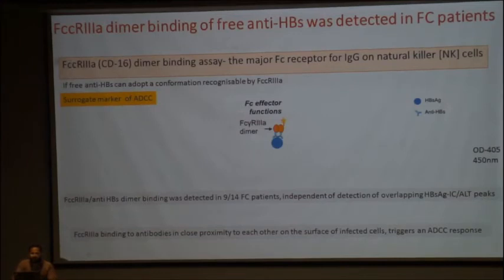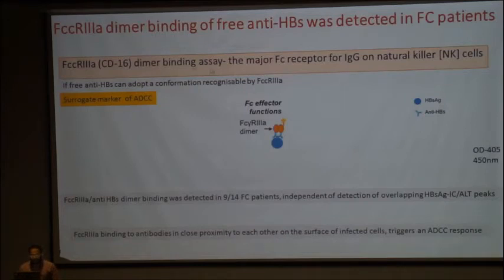Coming to the next concept, this is FCGR3A. It is the CD16 receptor present on the natural killer cells. So binding of the anti-HBs over this NK cell receptor and dimerization of this receptor on the NK cells brings out conformational changes in the Fc segment of the anti-HBs, which leads to activation of the NK cells, further augmenting the cytotoxic killing of the HBV infected cells. I hope I am making sense. So this dimerization of FCGR3 is a surrogate marker of antibody dependent cellular cytotoxic activity.